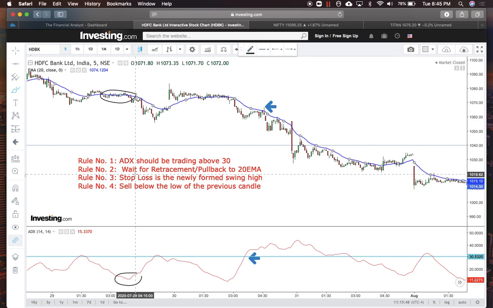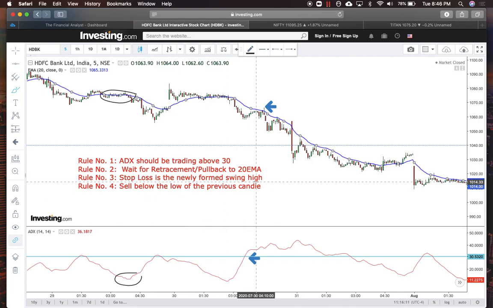So again, coming to rule number two, you want to wait for a pullback towards a 20 period EMA, which is denoted by the blue line. So what's the stop loss and what's the target? In this example, I'm looking at a sell entry. I'll have another example for a buy entry as well. I will be selling below the low of the previous candle and the stop loss is above the high.